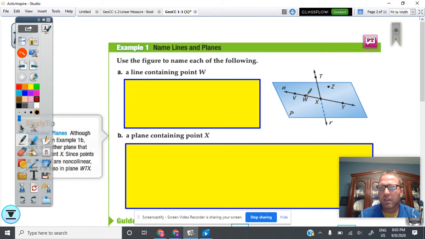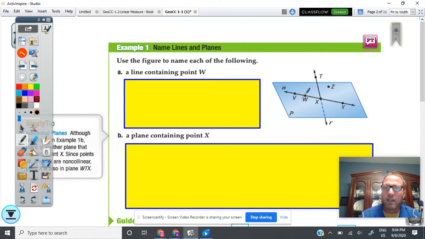Here we have point W. So a line containing point W, the easiest way is the line in the lowercase letter, line n. There are multiple other ways. VW, VX, VY, YX, YW does not have to contain the point W, but the point W has to be on the line. The tricky part about this is, can you make a line TW that's not drawn there?